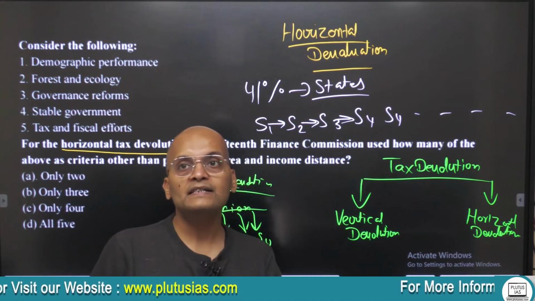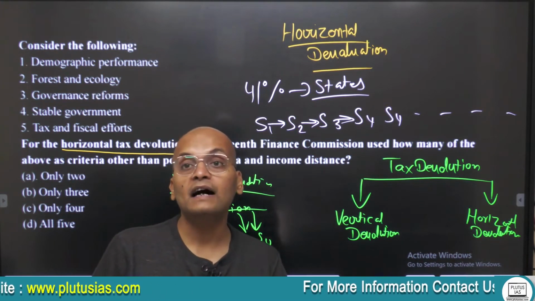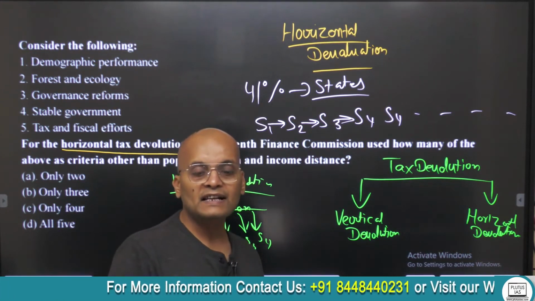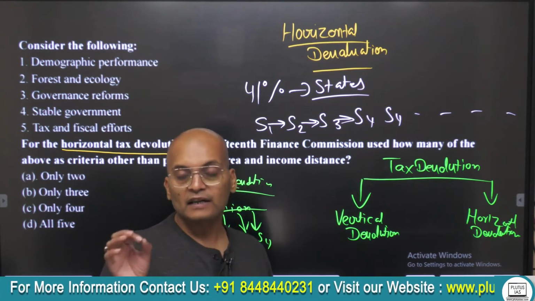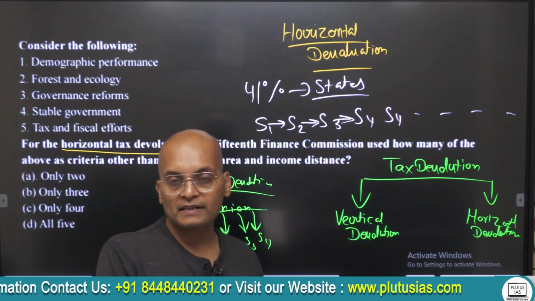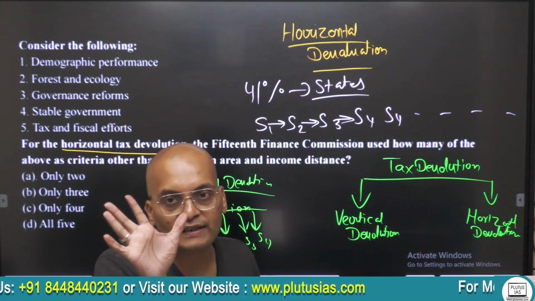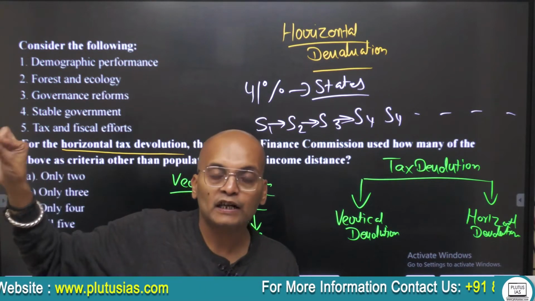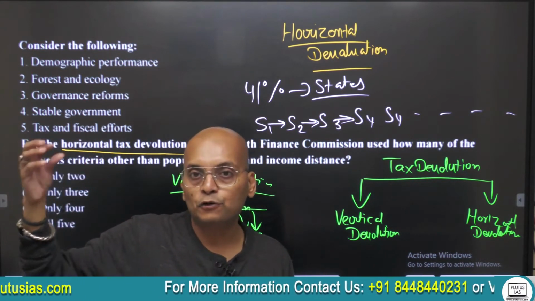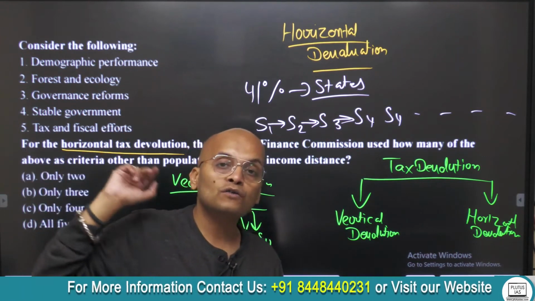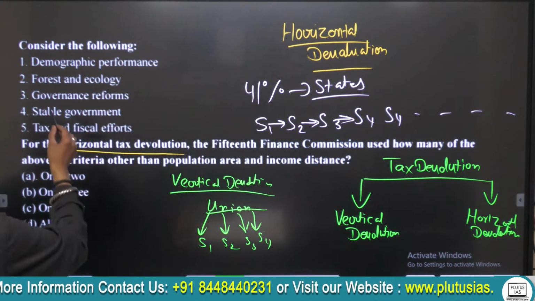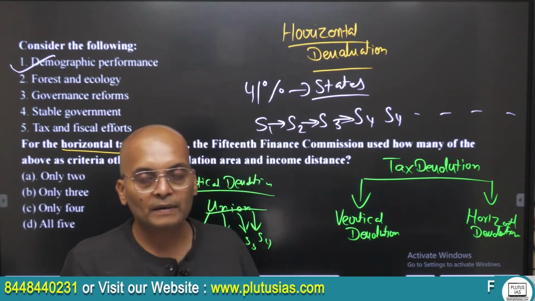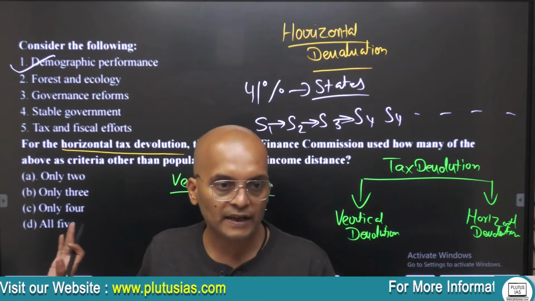Now on what basis is the money distributed amongst the states? The 15th Finance Commission gave several aspects based on which the money will be distributed amongst the states. 5 factors were there, based on which it decided how much money will be granted to which state. So what were those 5 factors? One was demographic performance. Demographic performance means how many girls, boys, which caste, right?